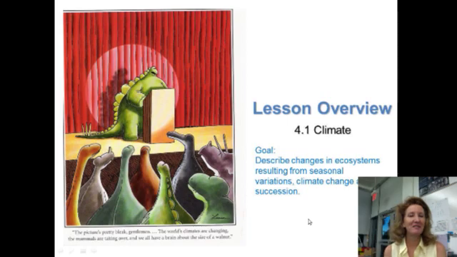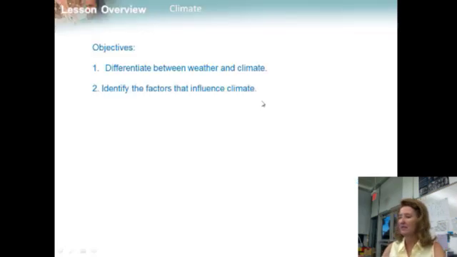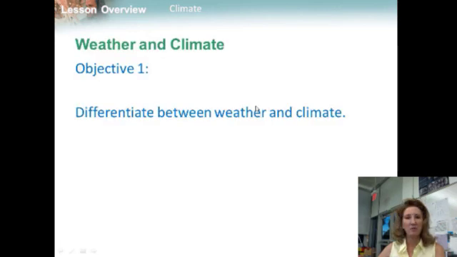So the goal is to describe changes in ecosystems resulting from seasonal variations, climate changes, and succession. Our objectives are to differentiate between weather and climate and identify the factors that affect climate. Objective 1, differentiate between weather and climate.